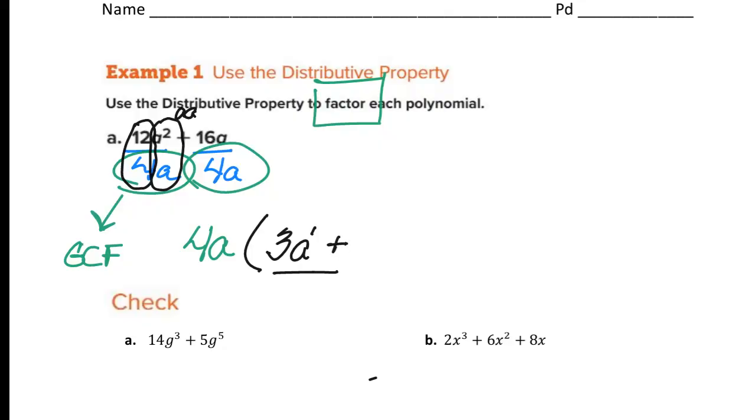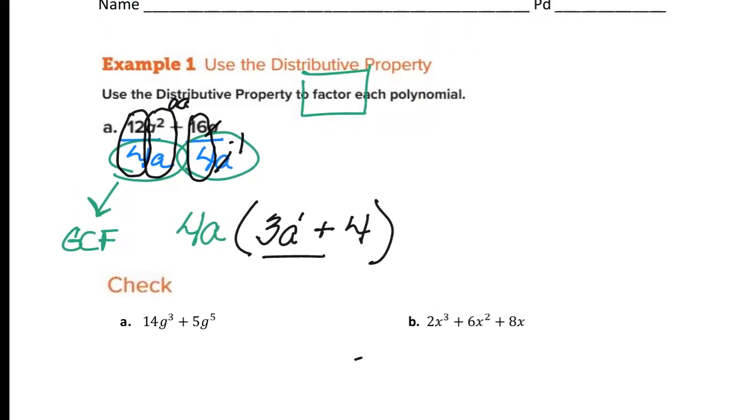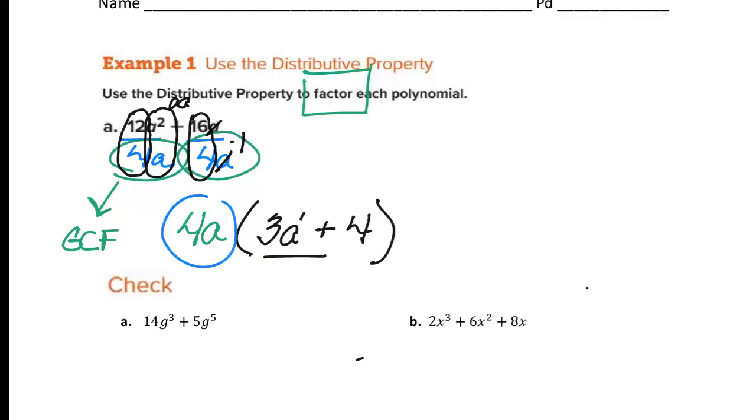Plus, okay, let's go to the other term. 16 divided by 4 is 4. And a divided by a, if you take away that a, you don't have any more a's left, right? So this is your final answer. Put the end of the parenthesis. It'll be right there. Now, I want to show you that you need to do just a quick check and look at this, because if you distribute this back the other way, you should get your original answer of 12a squared plus 16a. So let's do that.